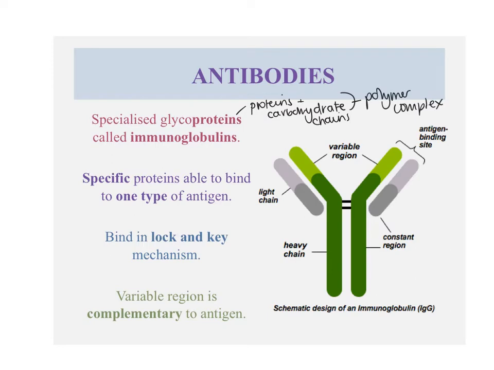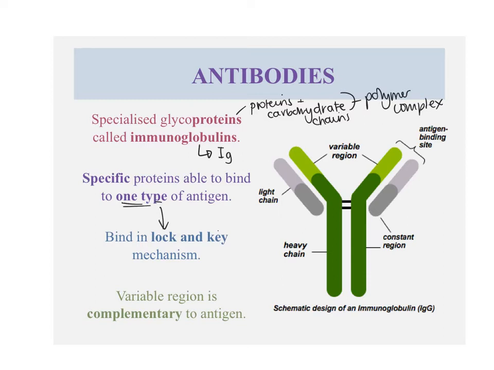And the scientific name for these antibodies is an immunoglobulin. And in an exam, they might abbreviate it to Ig, big I, little g, just to be annoying. Now, these are specific molecules. They can only bind to one type of antigen, and they bind in the lock and key mechanism.